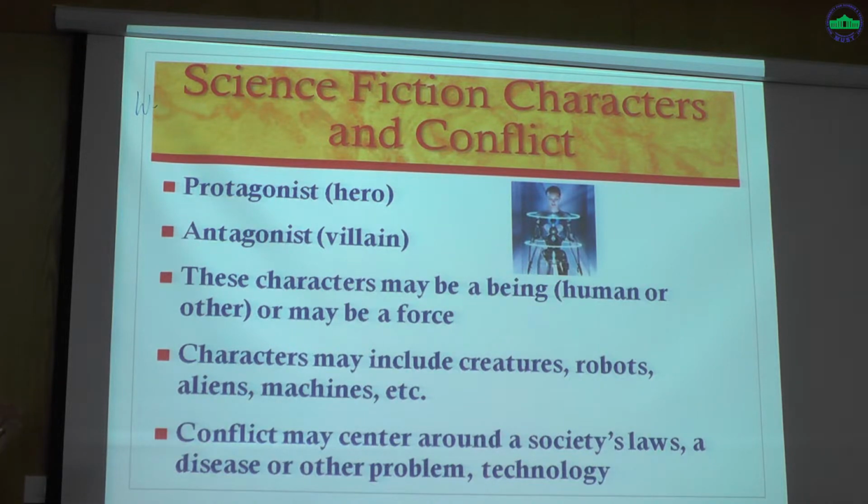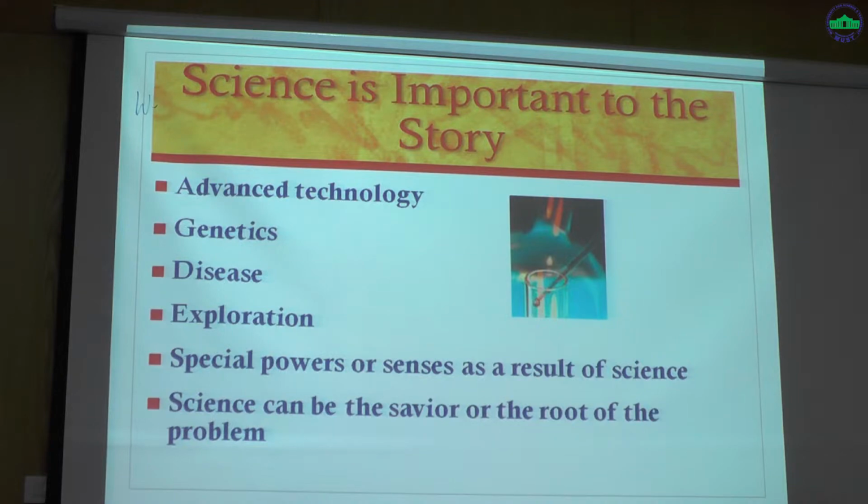The characters may be human, may be a symbolic force, may be a roaring sea, a volcano. The characters may be alien creatures, robots, machines. Conflict centers around the society's laws, disease, or other problems like technology. Why is science very important to the story? Because it discusses these topics: genetics, disease, exploration, scientific problems, advanced technology. Are these a blessing or a curse to human life? Technology is a blessing or a curse? Both. Double-edged, yes.